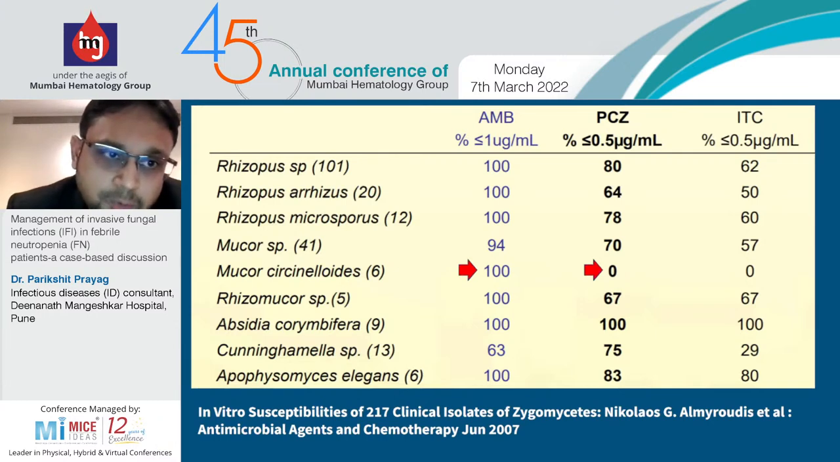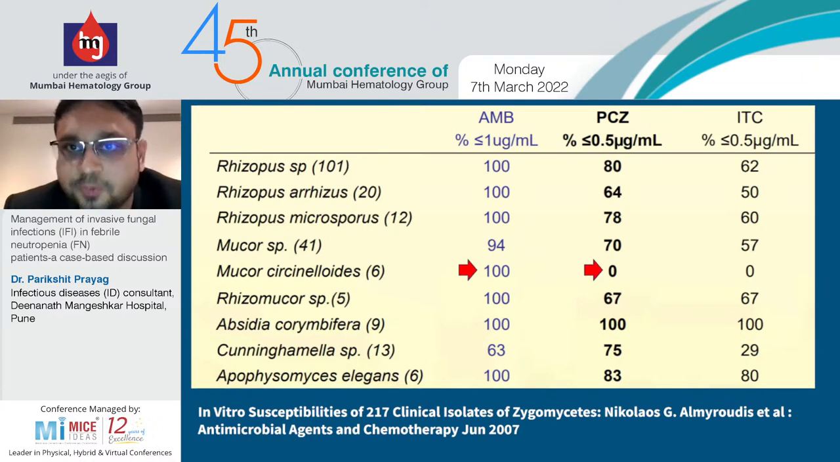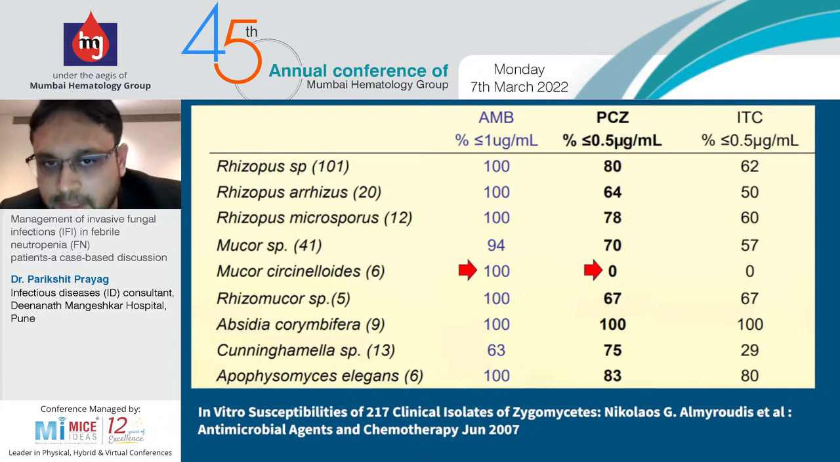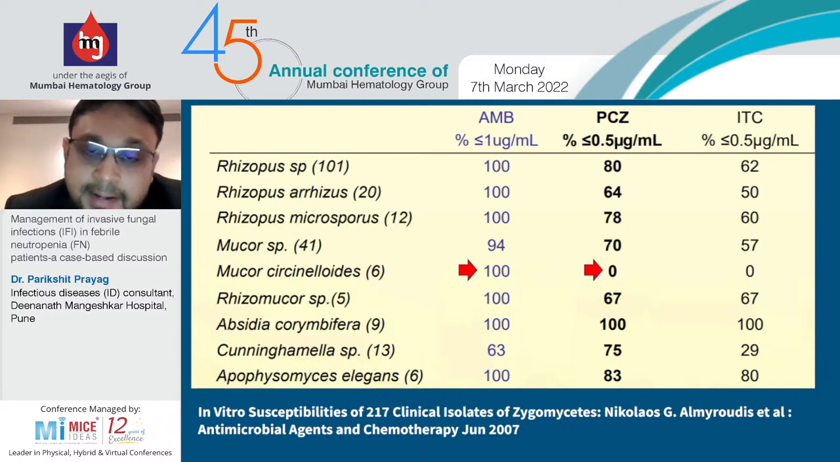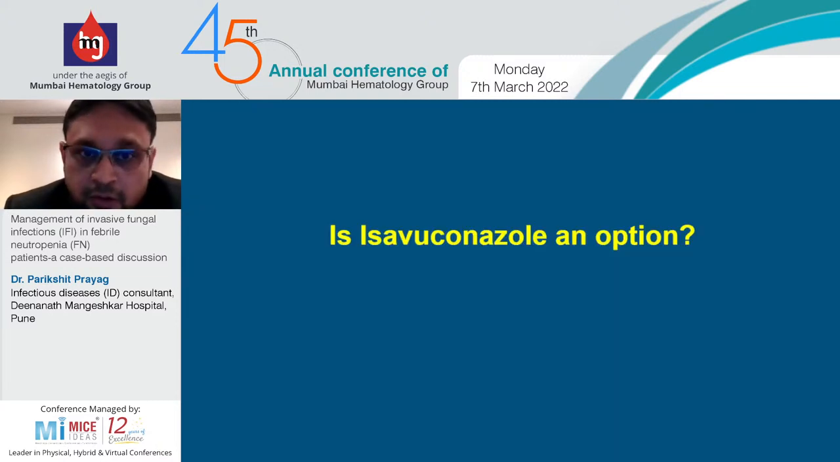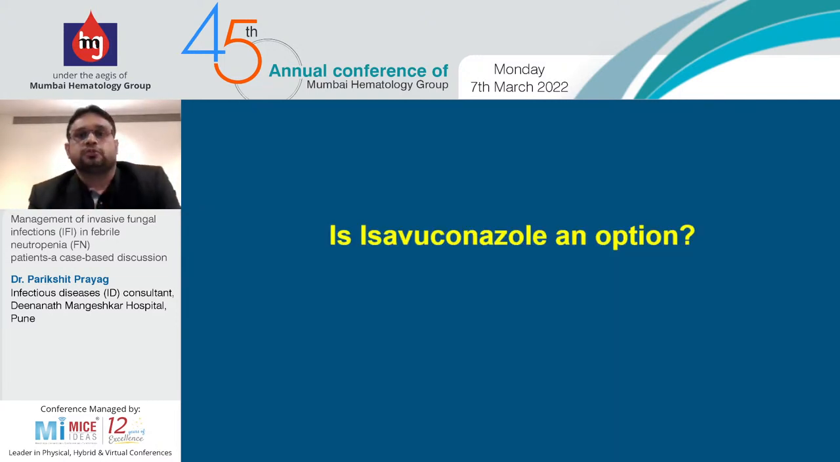Now, this would be very important because this patient is growing mucor circinelloides. Look at the susceptibility rates: 100% for amphotericin versus 0% for posaconazole. So usually step down therapy using an azole is very, very unlikely to work in cases of mucor circinelloides. So let us consider posaconazole versus isavuconazole.